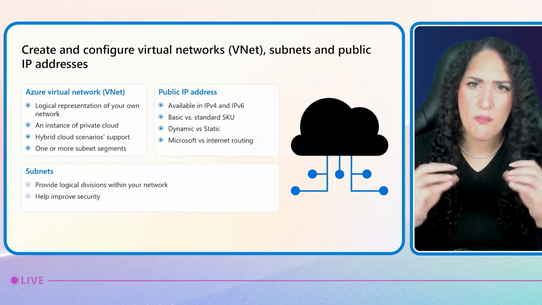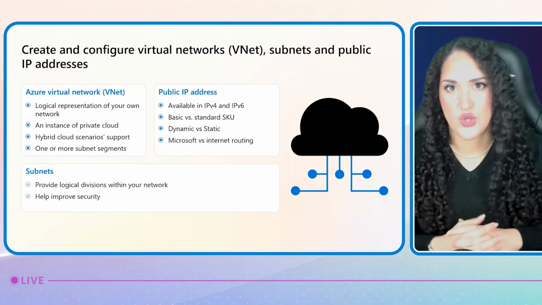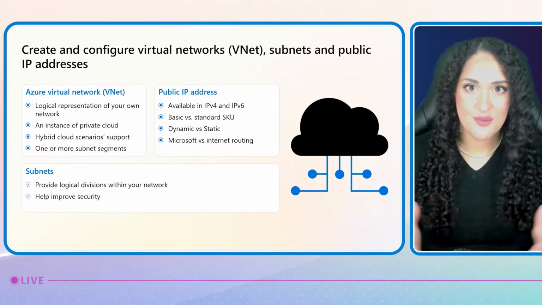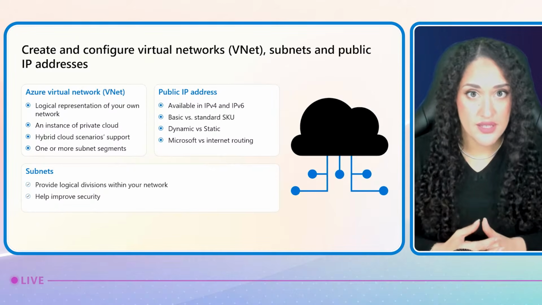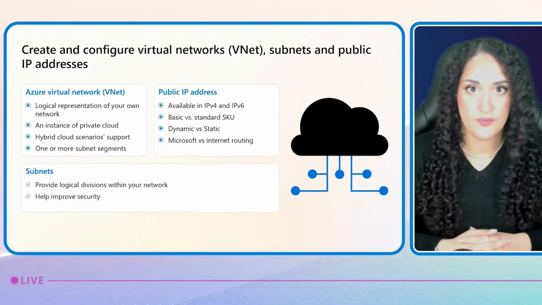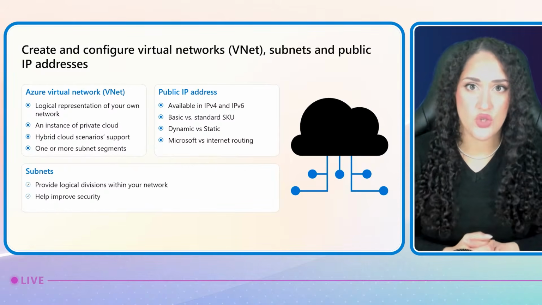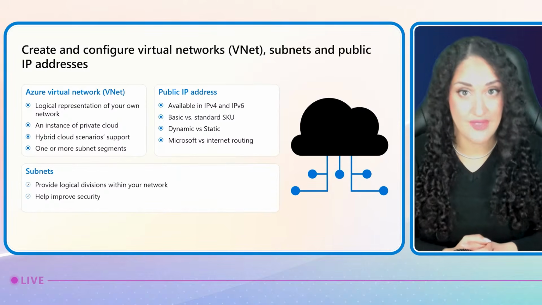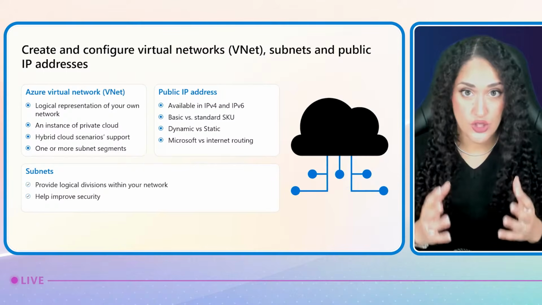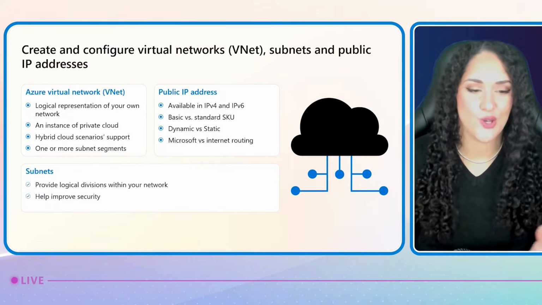Virtual networks are the backbone of Azure networking. A VNet is a logical representation of your network in the cloud, supporting hybrid scenarios and subnet segmentation. Public IPs come in standard SKUs for new deployments with dynamic or static allocation. For the exam, know how VNets enable secure communication between Azure resources, the internet, and even on-premises networks. Understand subnets, their role in segmentation, and how NSGs secure them.